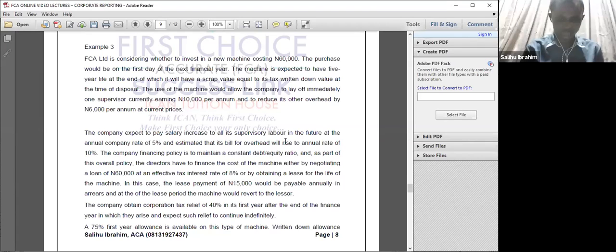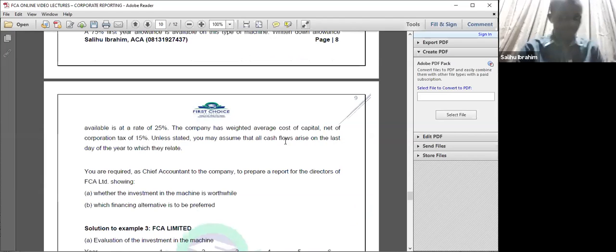All right. Let us take question number 3. Now let's look at the requirements. You are required as chief accountant to the company to prepare a report for the directors of FCA Limited showing A, whether the investment in the machine is worthwhile, and B, which financing alternative is to be preferred.